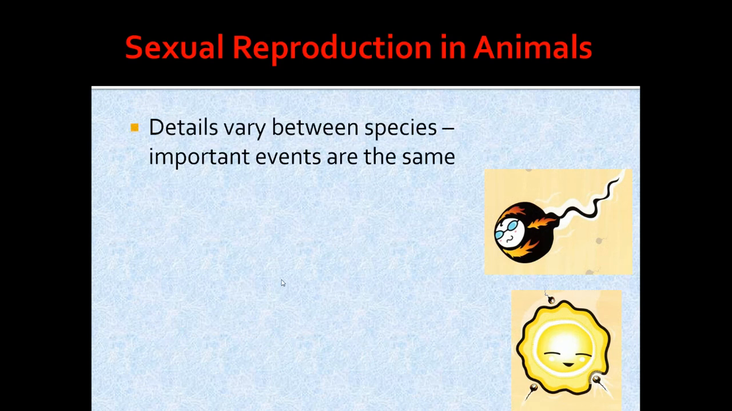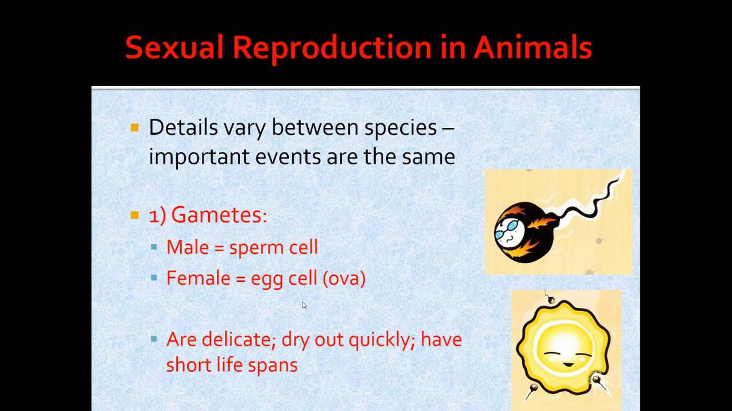So the sexual reproduction process. Details vary between species, but the events and the process are pretty much the same. For plants it can be different, for animals it can be different, but the procedure will still be the same. The process is this: you have your gametes, meaning your sperm cell and your egg cell. Male sperm cell, female egg cell, and they are very delicate. They dry out quickly and have a very short lifespan, so they can't survive that long.